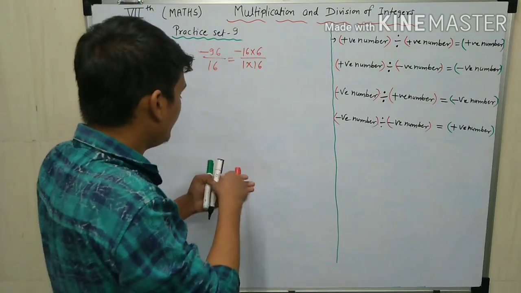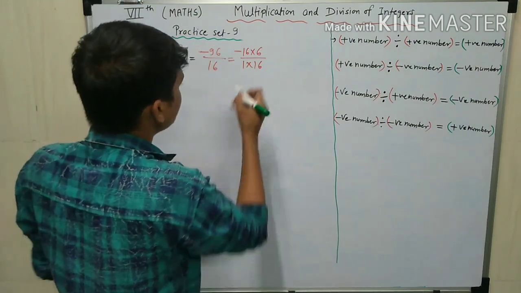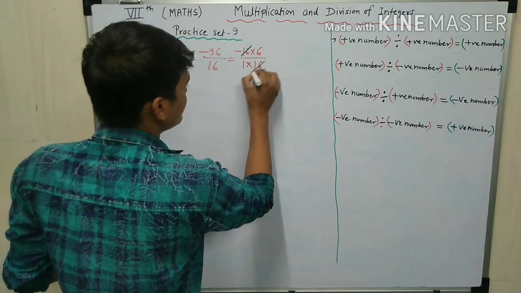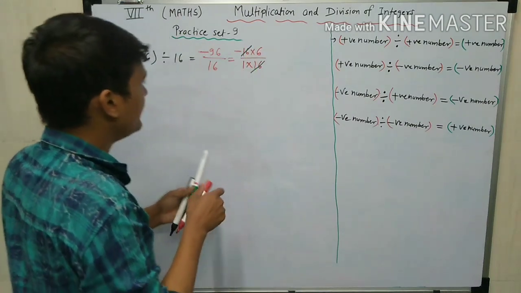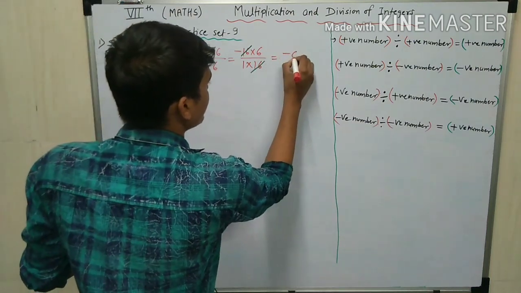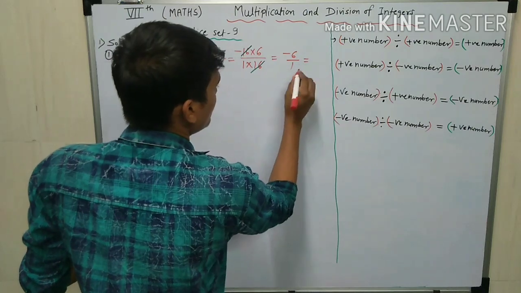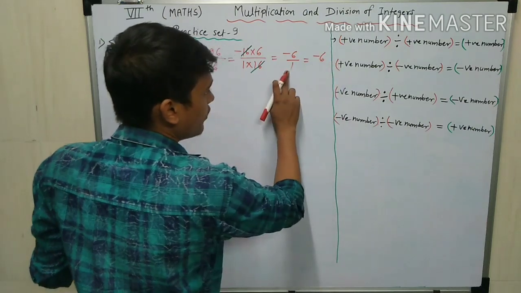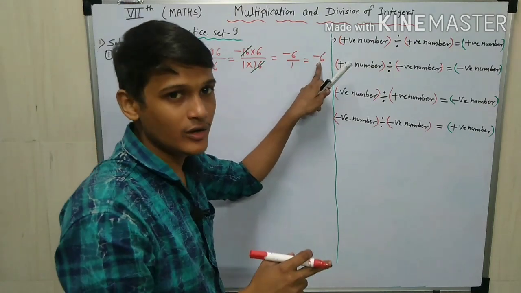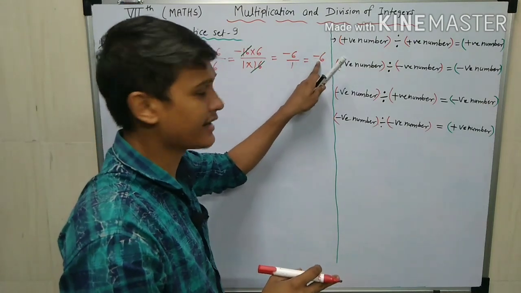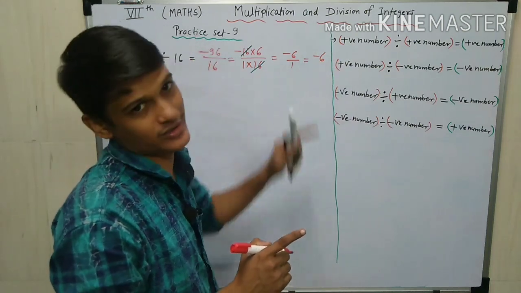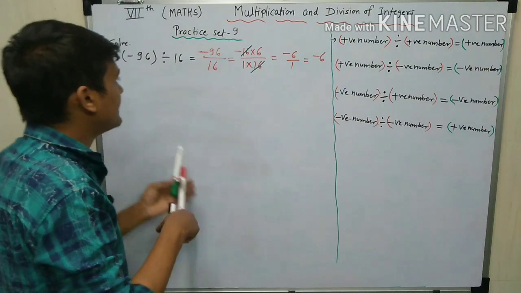Understood? But we can look here. There is 16 upon 16, and 16 will be cancelled. What we get here? Minus 6 upon 1 is equal to what? Minus 6 upon 1 is equal to minus 6. There is 1 as the denominator. We can write what is the numerator. You can write here numerator number, minus 6. We can write here minus 6. But there is number 1, so you don't need to write it. Understood?